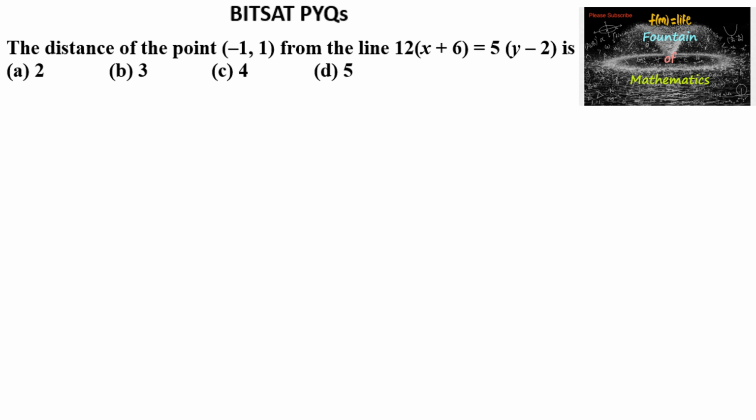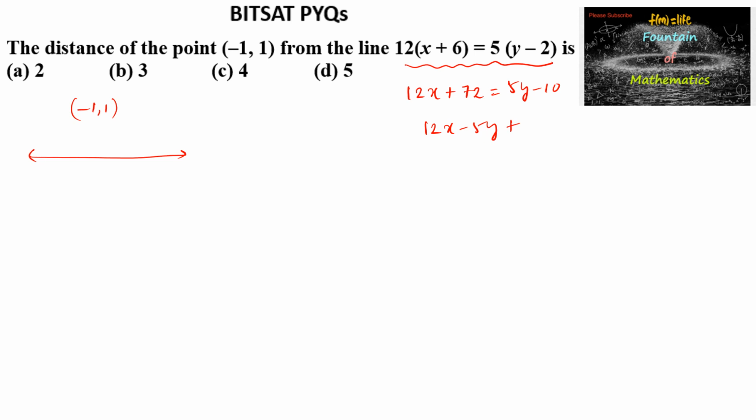We need to find the distance of the point minus 1 comma 1 from the line 12 times of x plus 6 is equal to 5 times of y minus 2. That is 12x plus 12 6 are 72 is equal to 5y minus 10. So we can write 12x minus 5y plus 72 plus 10 is 82 is equal to 0. So this equation of the line is 12x minus 5y plus 82 is equal to 0, and we need to find the distance of the point from the line.